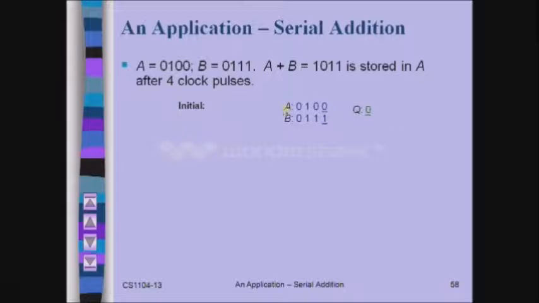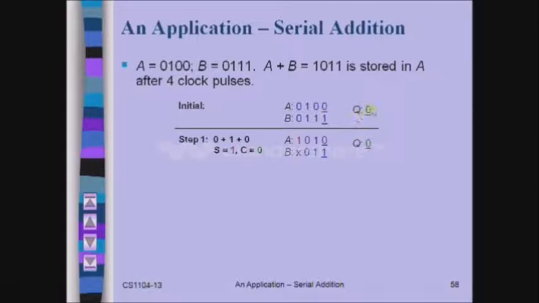Initially this is the data that is present, that is Q is 0, A holding this value and B holding this value. During the first clock pulse, this data 0, 1 as well as this Q would be added, 0 plus 1 plus 0, and here we are going to get the sum as 1 as well as the carry as 0. So here Q output is 0 and this sum is copied into the MSB of the A register.